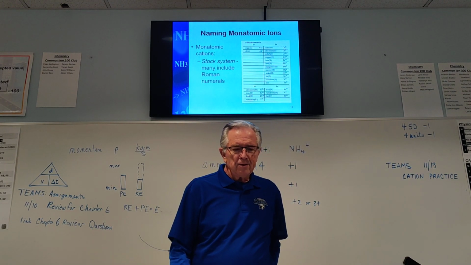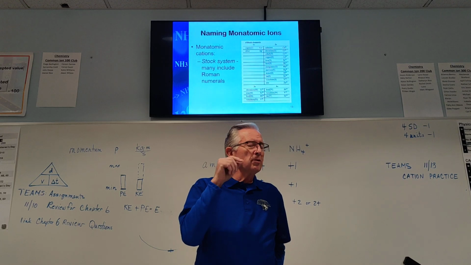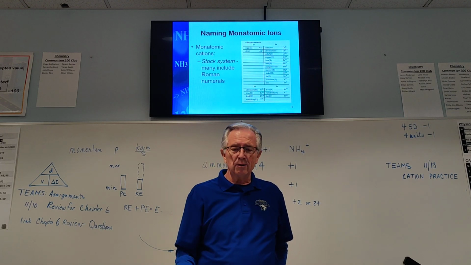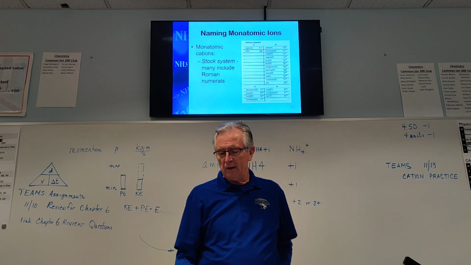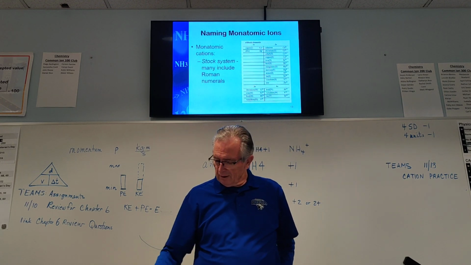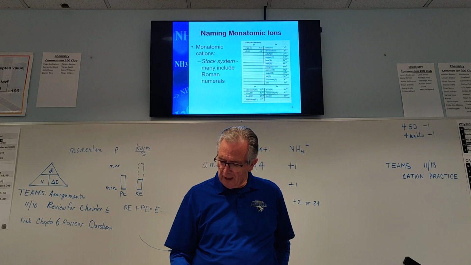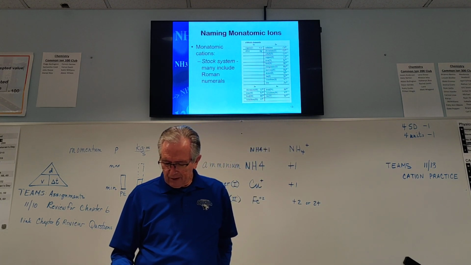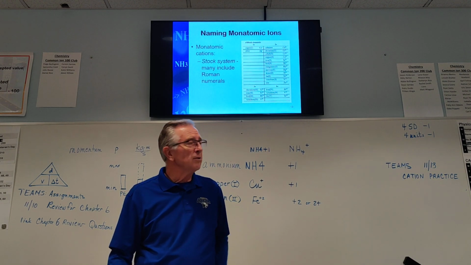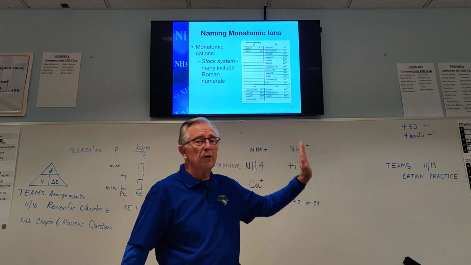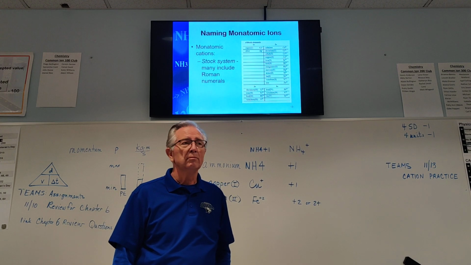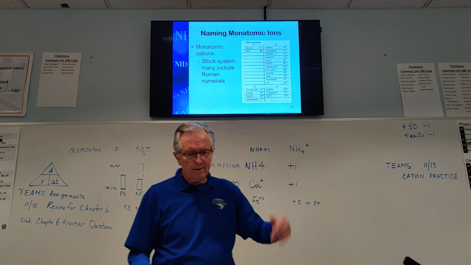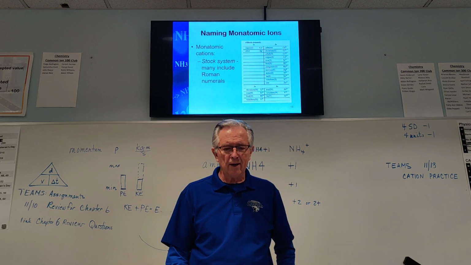Okay, so what I was talking about, the Roman numerals, that's the stock system where sometimes we have to include the Roman numerals. You can look at all the ones on the chart that have Roman numerals. The ones that don't have Roman numerals are usually in group 1 or 2. So if it's not in group 1 or 2, then there's a good chance it's going to have a Roman numeral.